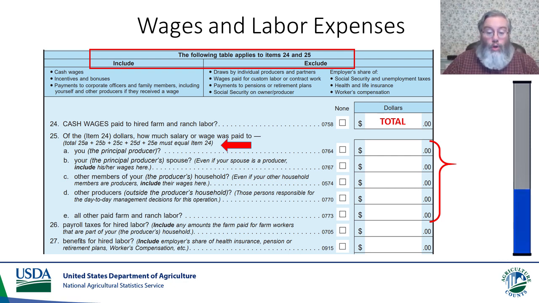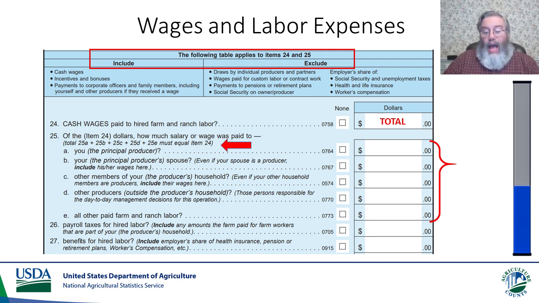However, there are some notable exceptions. For example, wages that were paid for workers at a roadside stand or at a farm store should be excluded unless more than 50% of what is sold there was produced on the farm. You also want to exclude work provided by service firms such as commercial bookkeeping, legal or professional services, and items like that. Those can be included in question 32.